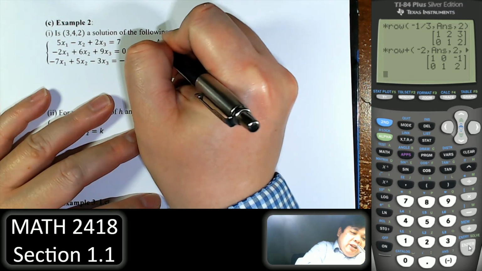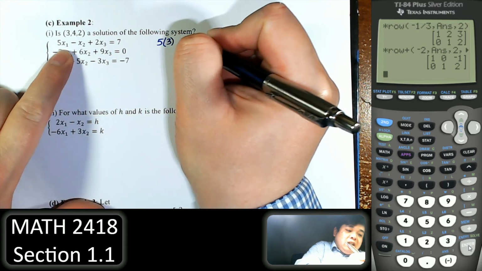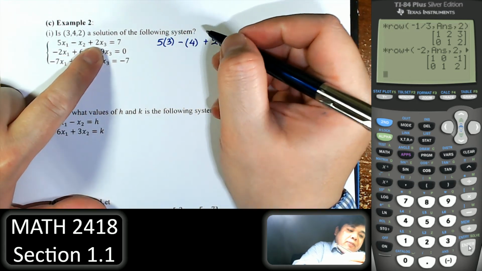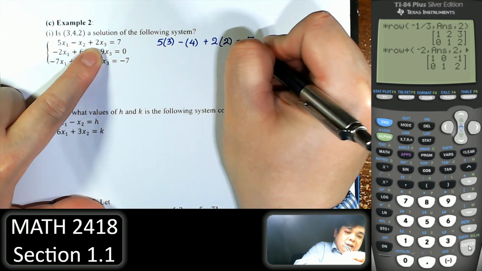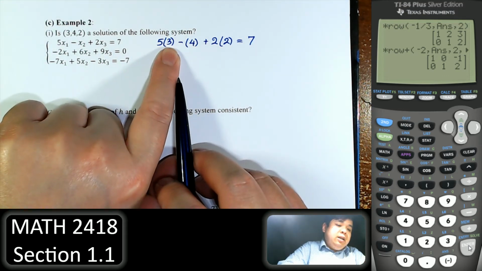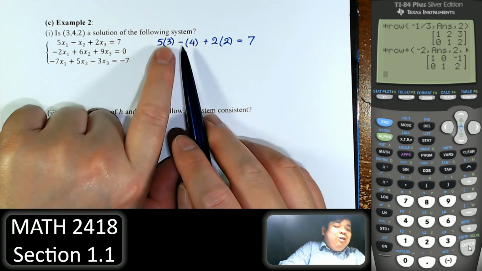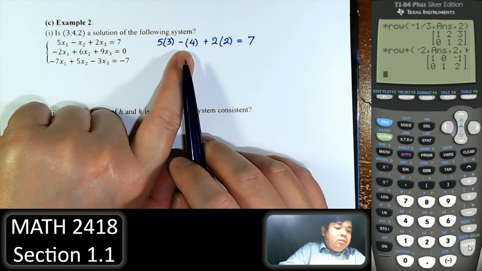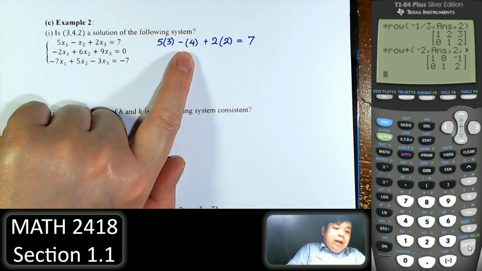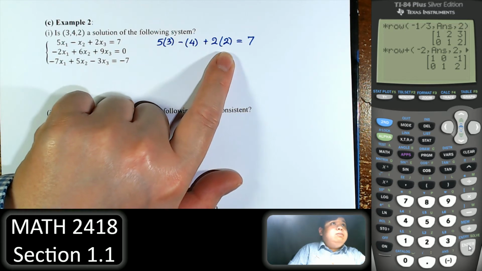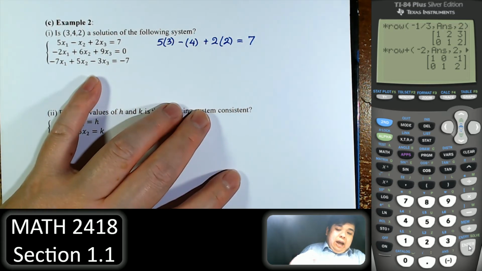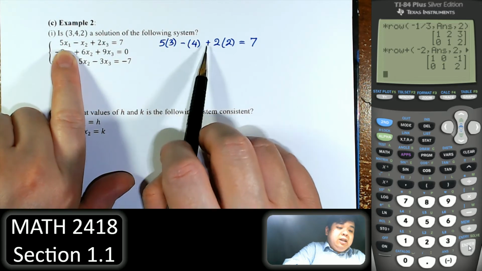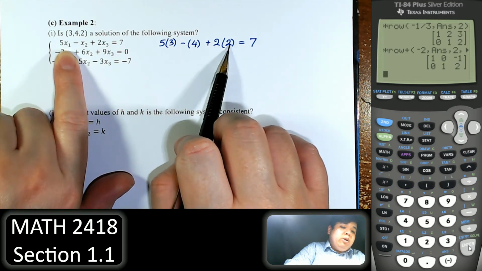Right, simple enough. 5 times 3 for x1, 1 minus x2 is 4, and 2 times x3 equal to 7. Alright, I'm sorry, that was 15 minus 4 plus 4. And of course, right on the first one, it is not true. Put 3 in here, that's 15 minus 4 plus 4, so it's not true.